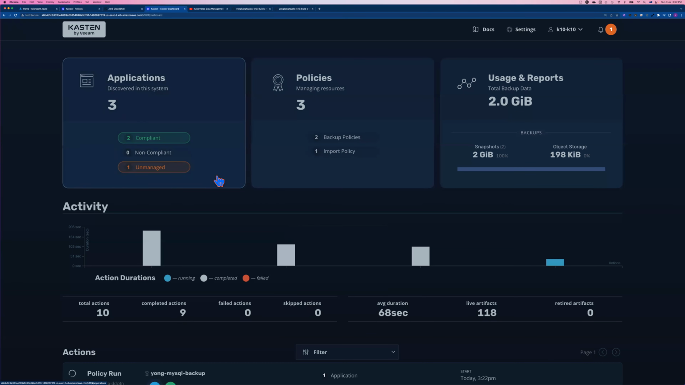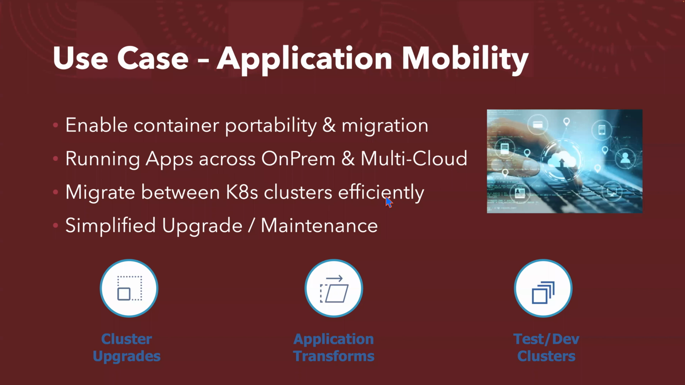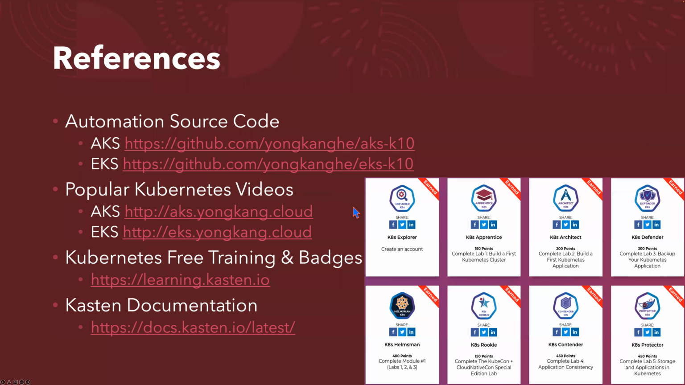Let me come back to my slide deck here. We already talked about the typical major use cases, why customers love application mobility, and I included a few reference links. My automation code is all available from a GitHub page. The commands which I was running earlier, you can find from the AKS link and the EKS link. If you want to watch a YouTube video, I also have separate videos about how the AKS automation works and how the EKS automation works.